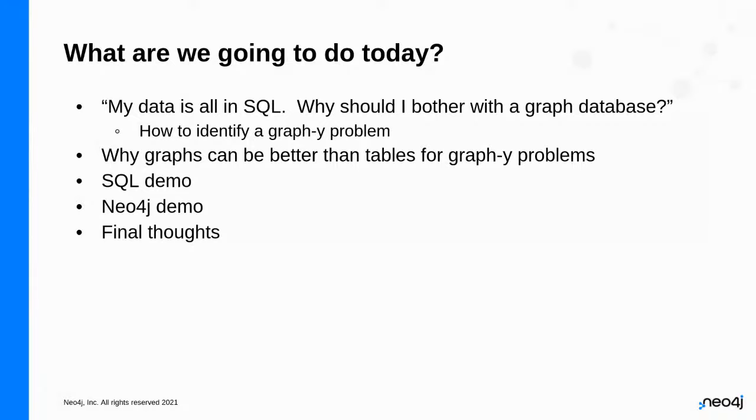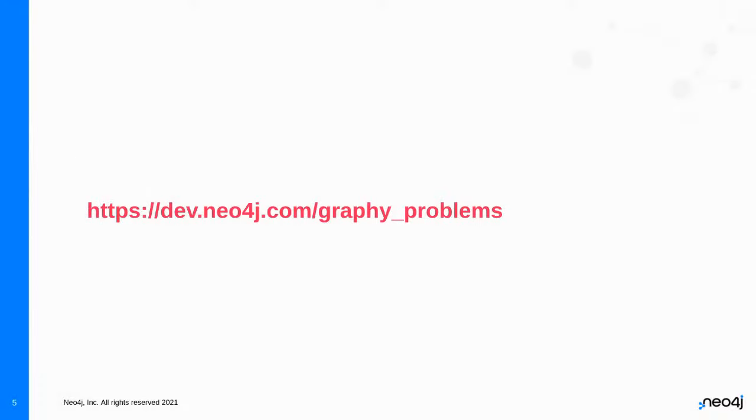So we're going to talk today about why graphs, why solving problems in a graph paradigm, a graph data structure, might be better than a table like a relational database provides. Then we're going to have a live coding session here. Like I said, we're going to be doing part of it in SQL and part of it in Neo4j, and then we'll wrap up.